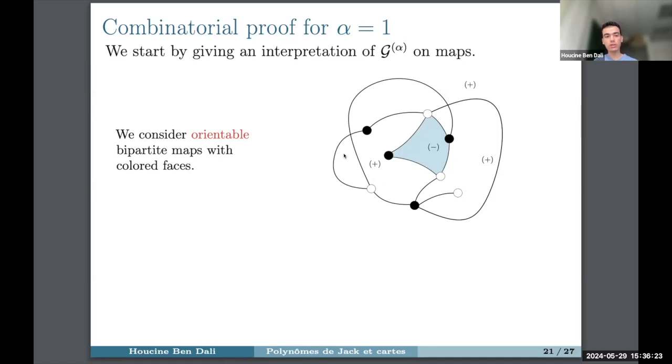And this class is given by bipartite and colored faces maps. So what does this mean? It's bipartite really in the sense that each edge connects two vertices of different color. But we just have colors on faces. We do not require that an edge separates two faces of different colors. So in particular here we have many edges which are incident to two faces of the same color class. And since we are talking about the case alpha equals 1, all maps are orientable.